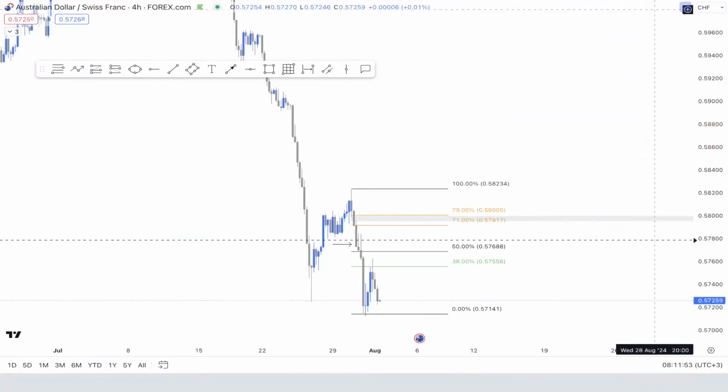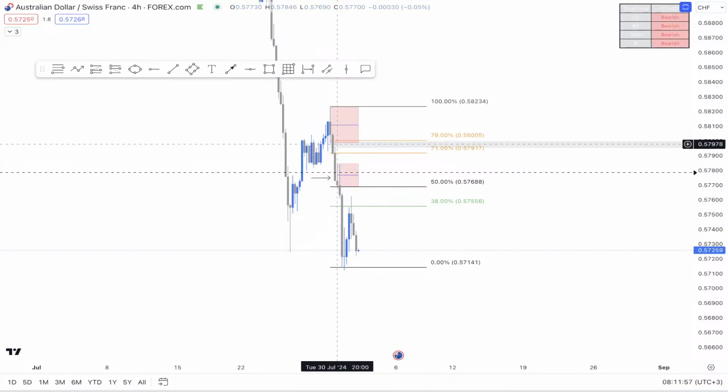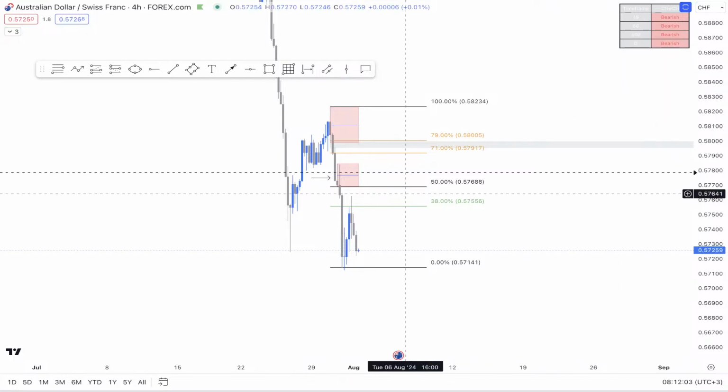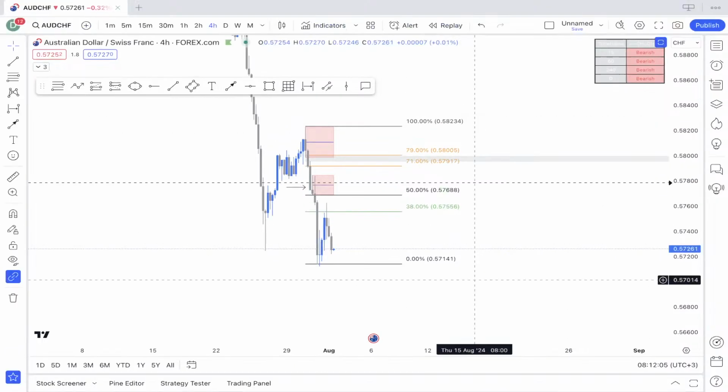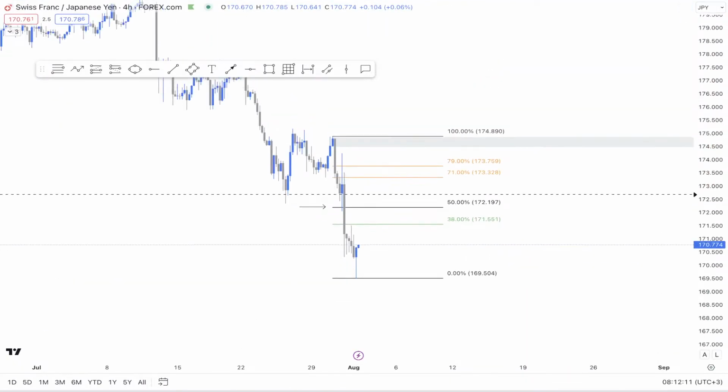AUD CHF looking bearish, aggressive break, fair value gap lining up perfectly with the point of interest as well as with this bearish trader order block. Trader graph is fully bearish, and so far we have a corrective pullback, so we want to see a continuation of that. CHF JPY once again bearish looking.